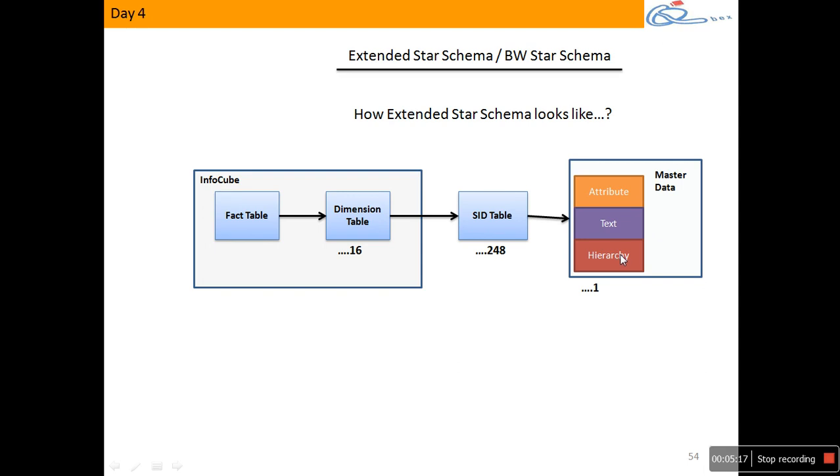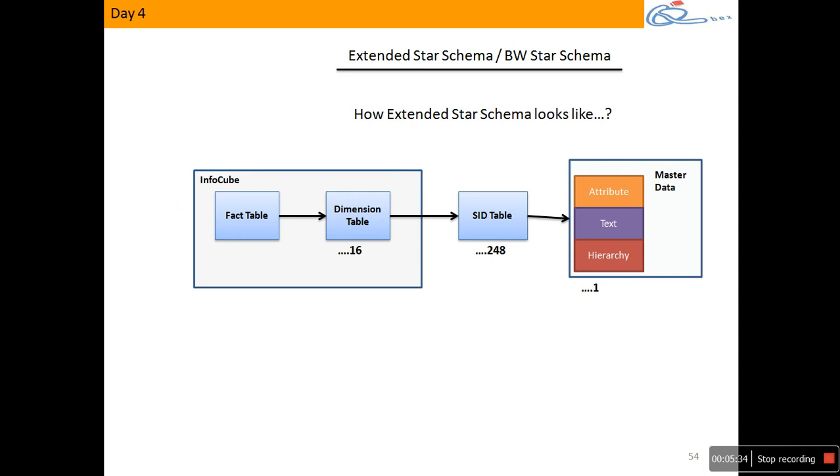So all the tables look like this. The fact table and dimension table would be inside the cube, and your SID tables and your master data objects would be outside the cube. This is how the schema looks. We'll get into details.